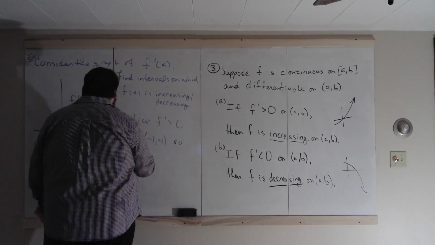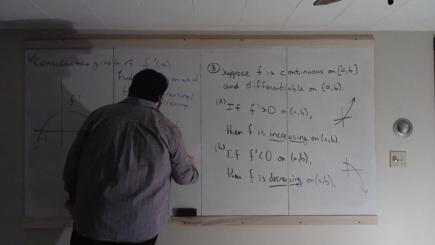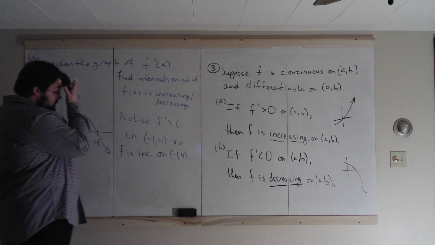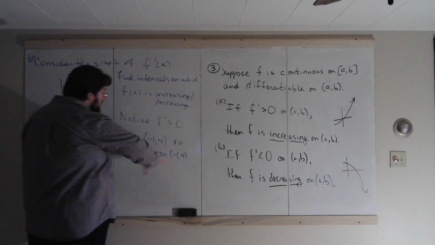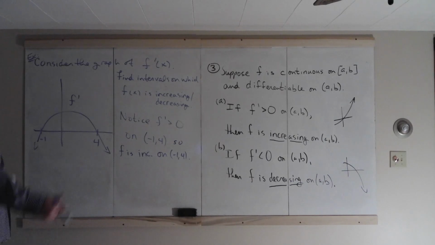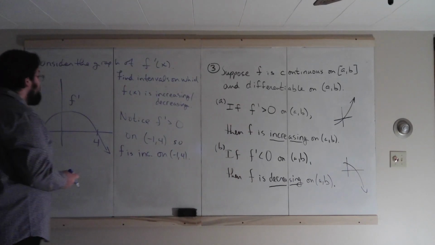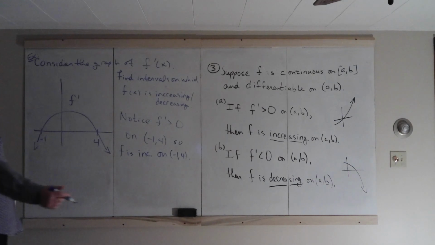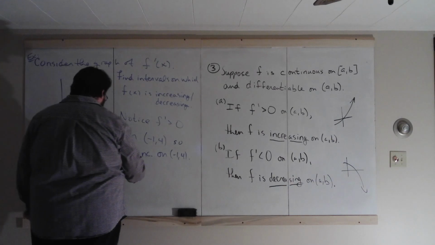So f is increasing on -1 to 4. If I asked you an example like this, you could just say f is increasing on -1 to 4. You don't have to make that observation. I'm making that observation here to illustrate how it follows from this theorem. That's the only spot it's positive because this is going down and that's also going down.